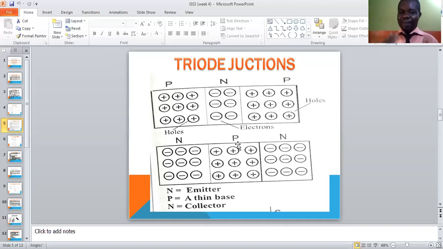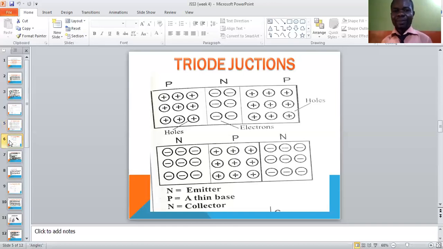PNP and NPN. The N, they emit. The P, they are the base. Then the other N here, they collect. That is what you are seeing in the form. I come again. This one, the N here, they emit, they release the electron. Then P is the base. Then the other N here, they collect. They are the collectors of the electron. That's what you have here.